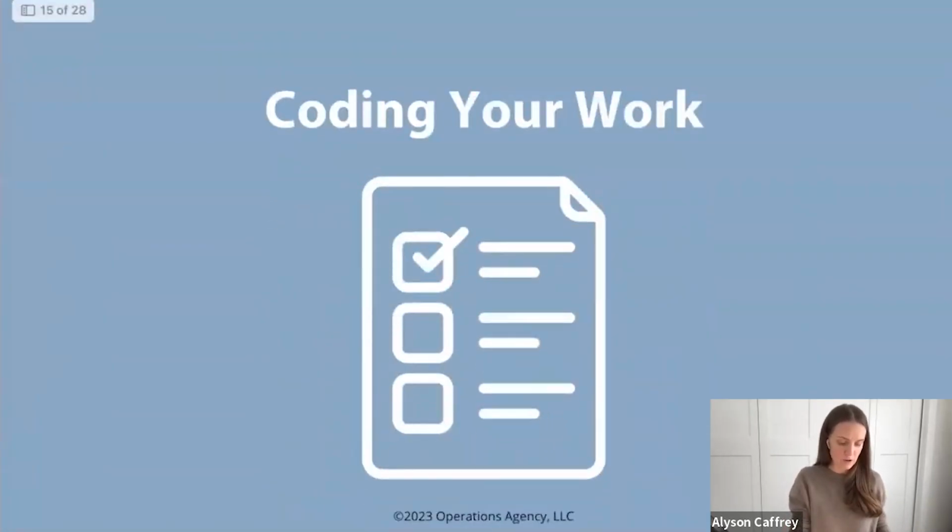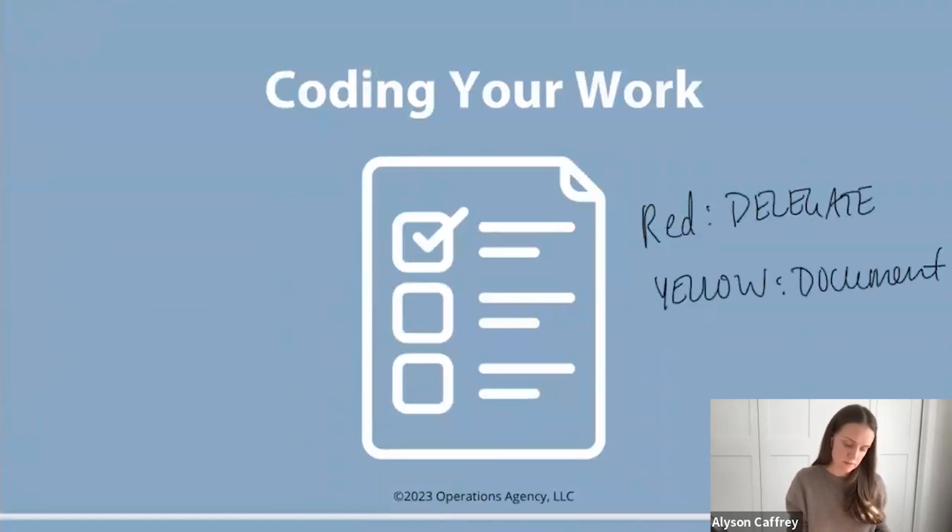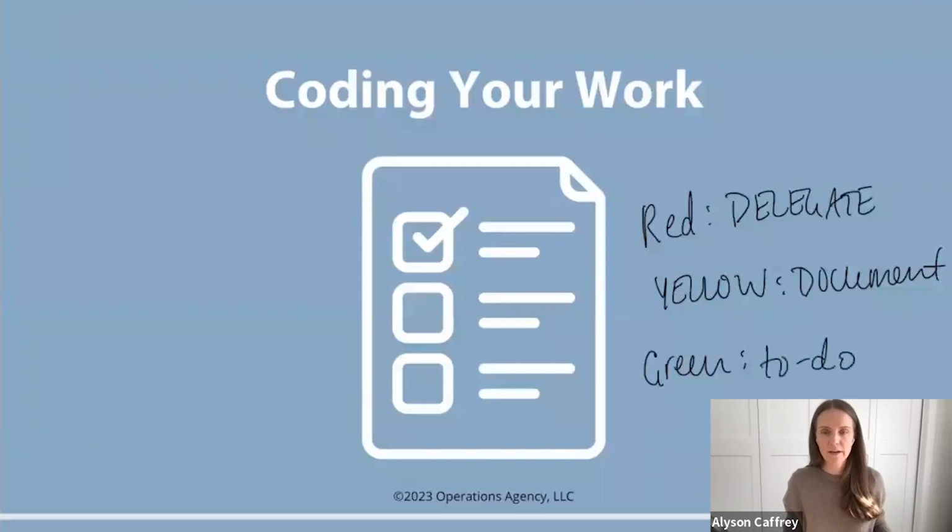How I want you to do this is take a look at red. So we want to delegate this, yellow, document, and green, to do. The reason I make these 3 different colors is because red is delegate, means I'm not doing this and it's already created, right? Like I have a process for this, everything's good. This absolutely should not be on my list.